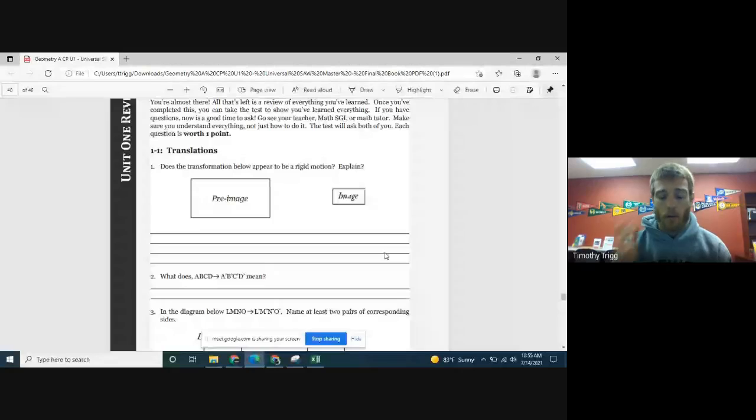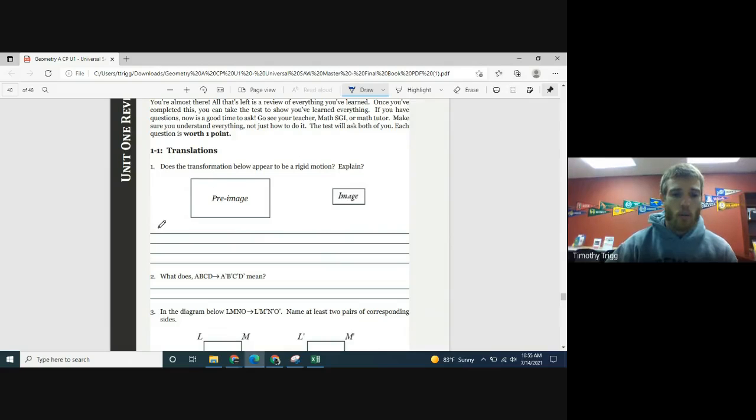Again, everything I write or say, you should be writing. Okay, so right here, question 1. Does the transformation below appear to be rigid motion? Remember, rigid motion means it conserves the same shape, same size. So if this is my starting shape and this is where I end up, this is my pre-image and this is my image. Would that be rigid motion? Well, no, because it doesn't conserve the same shape and size. So this would be no.